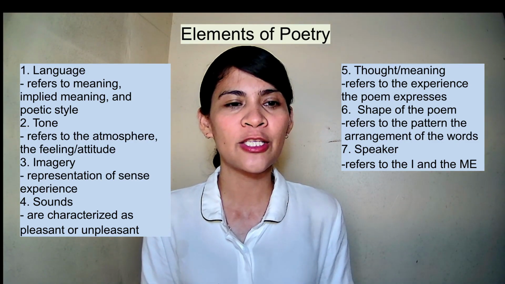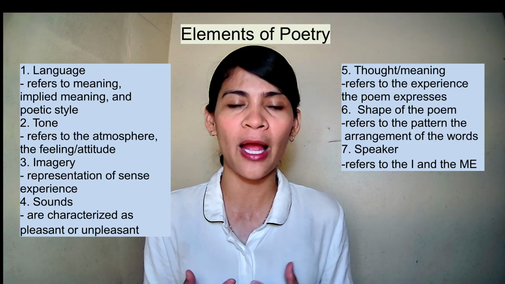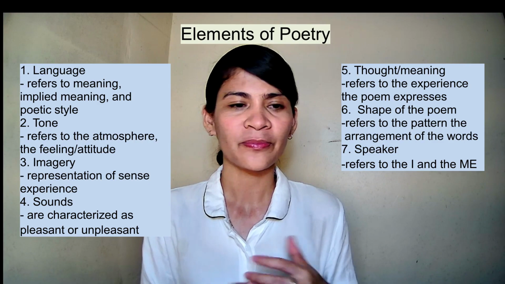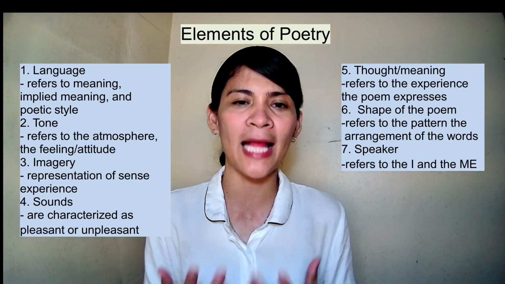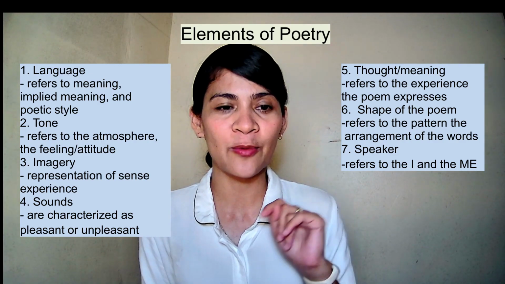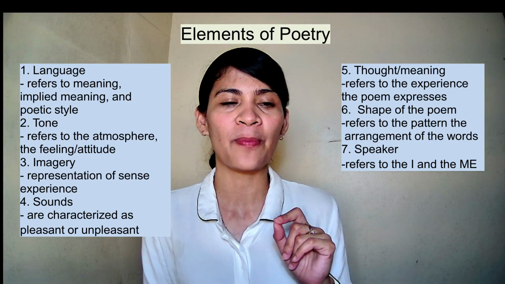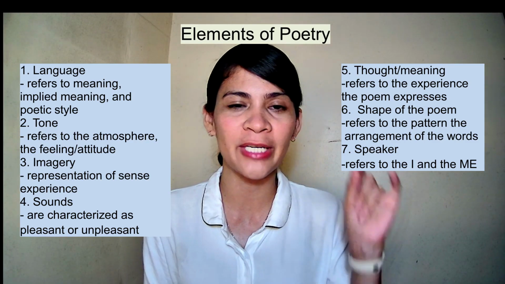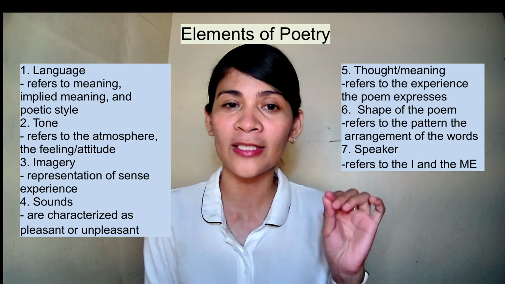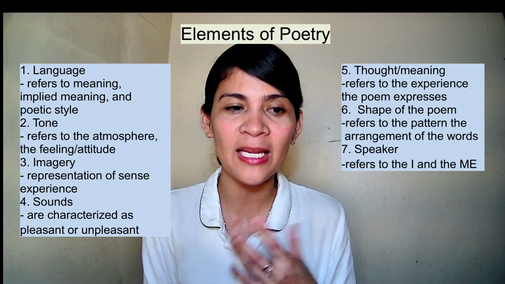Okay, so let's talk about the elements. We also have the eight elements of poetry. We have the language. So what is language? Language may be denotative, meaning there is actual meaning. Language may be connotative, meaning it is applied meaning.